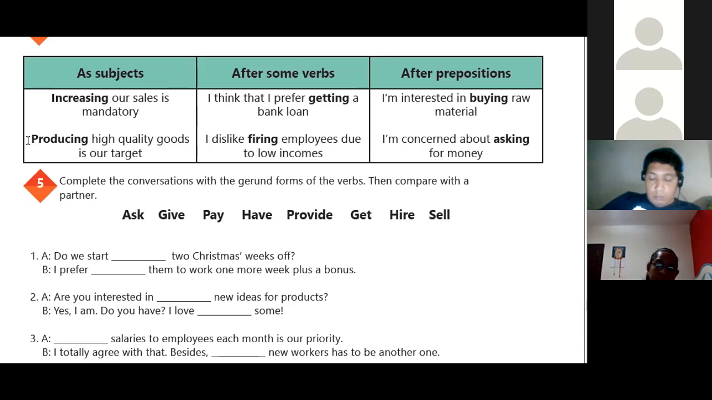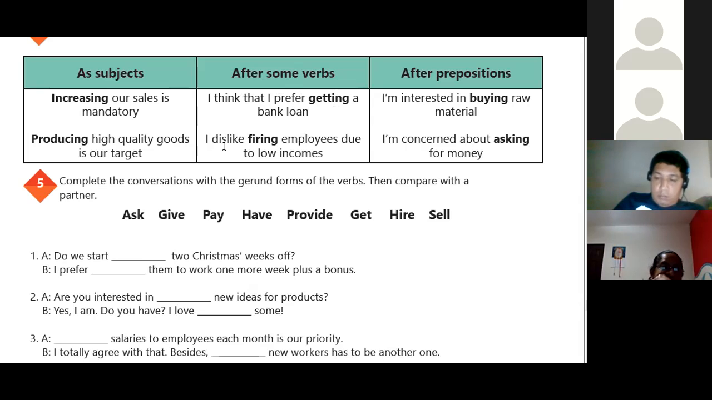Let's see number two. Producing high quality goods is our target, ¿ok? Producing high quality goods will be the subject, producing, right? And the verb is, and then the complement. También lo podemos usar después de algunos verbos, okay? Acá tenemos, por ejemplo, prefer, okay? Siempre que vean este verbo, prefer, vamos a usar un ing después de ese verbo. Veamos aquí. I think that I prefer getting a bank loan.